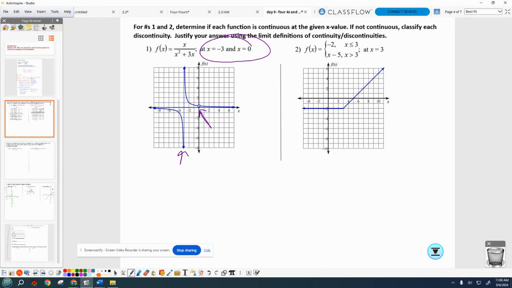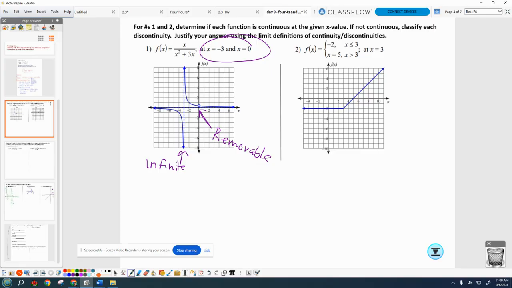Cherry, what's going on at -3? X equals -3. An infinite discontinuity. Conchetta, what kind of thing is going on at x equals 0? A removable. Okay. Perfect.